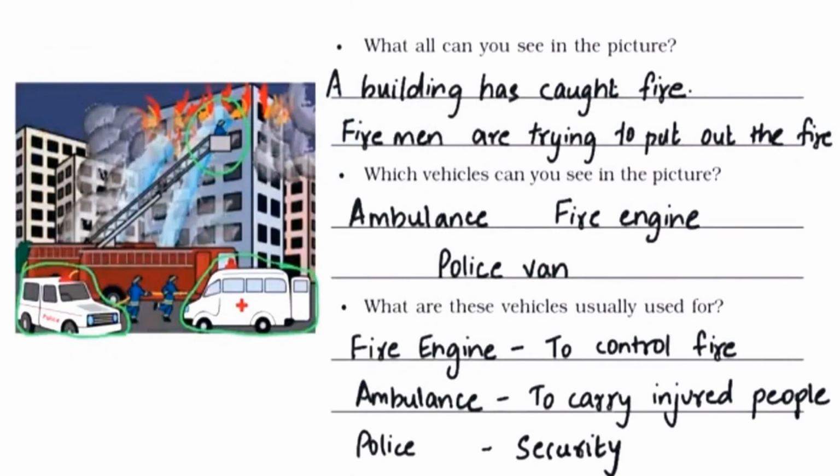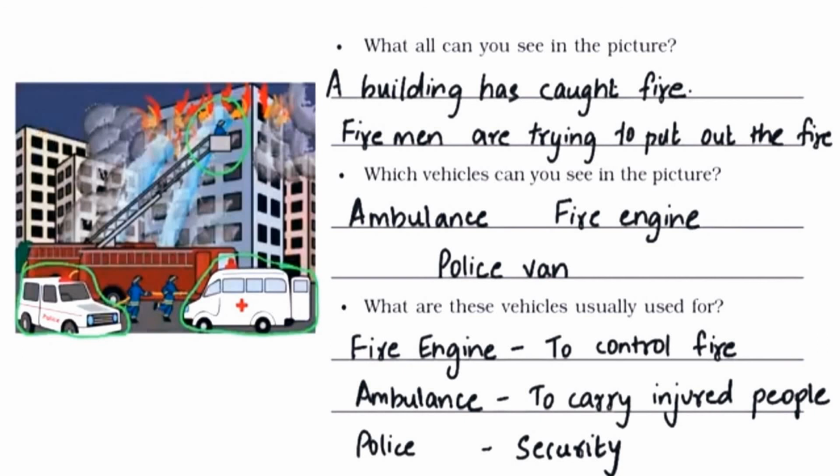Children, what all can you see in the picture? We can see a building has got fire and a fireman are trying to put out the fire. Which vehicles can you see in the picture? We can see ambulance, fire engine and a police van.